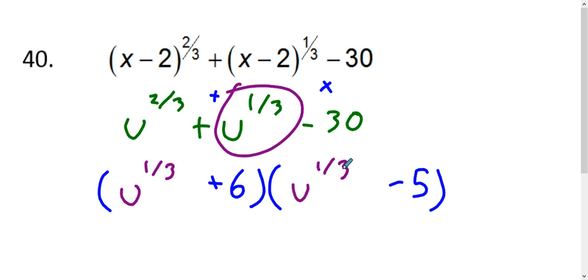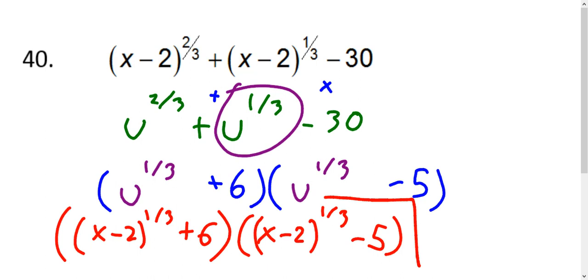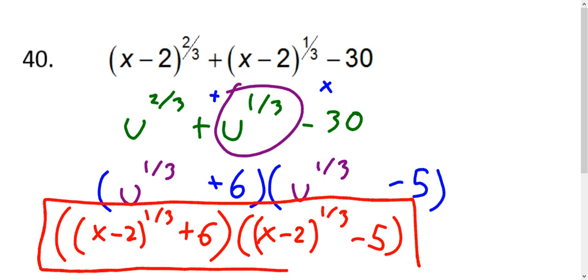But we did that u trick where we changed parentheses to U's. So now we need to change our U's back to parentheses. Or maybe you didn't have to do that step at all, and you just knew that you could have jumped to this. Replace the U with x minus 2. That's it.